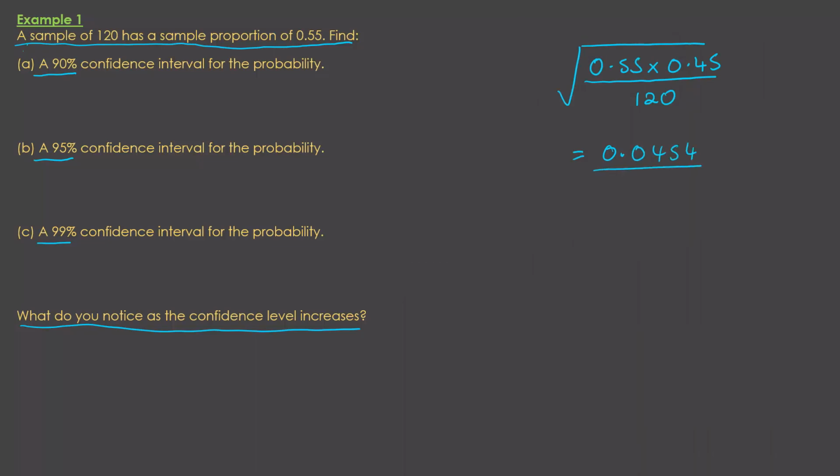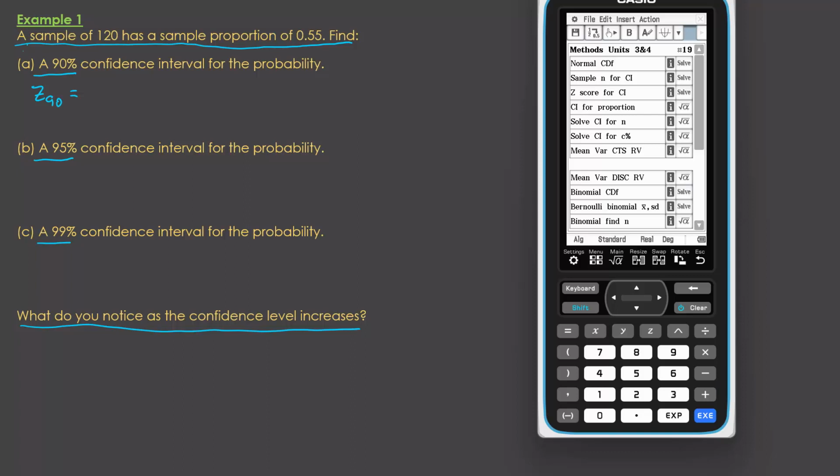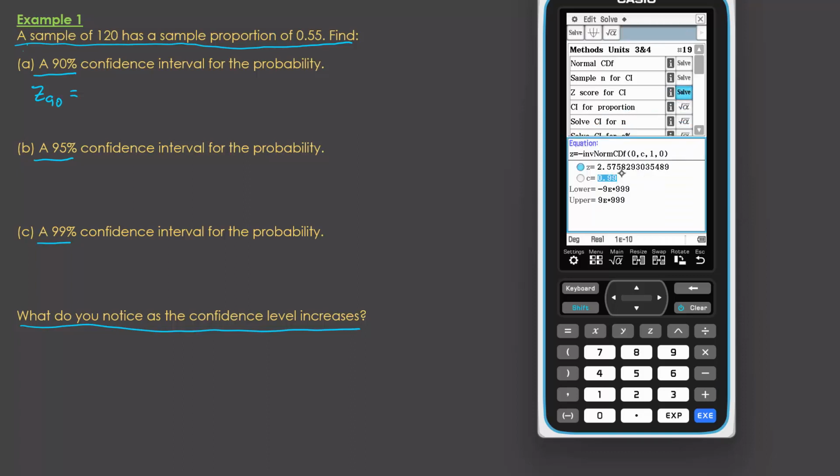Okay, now for the first one, we want the z-score for 90. There are various ways that we can find that. For example, we could go to the E-activity and do the z-score for CI. I want a confidence level 0.9 and solve, and it's 1.645.